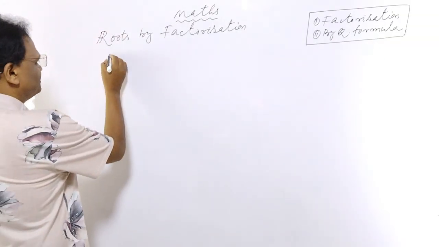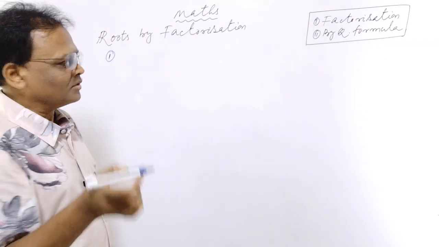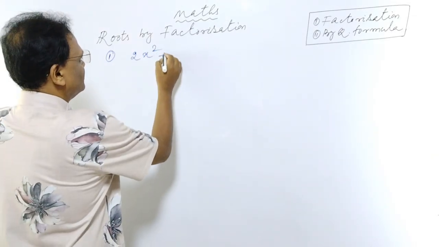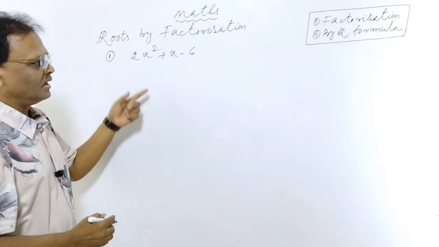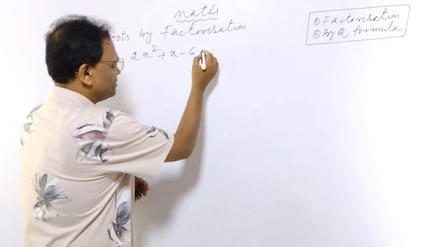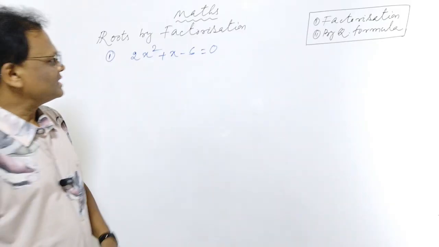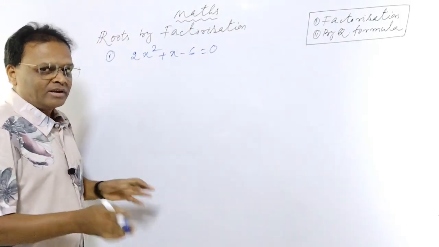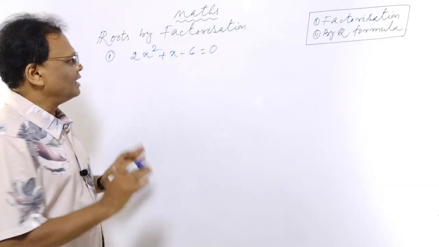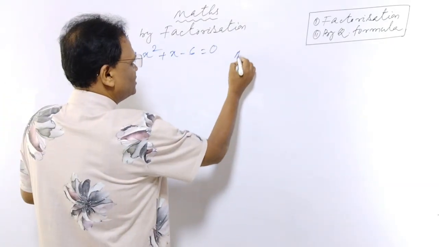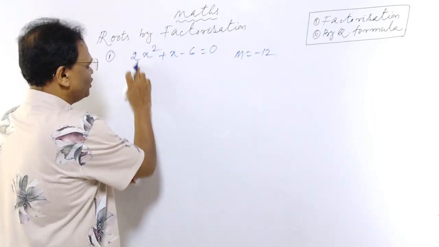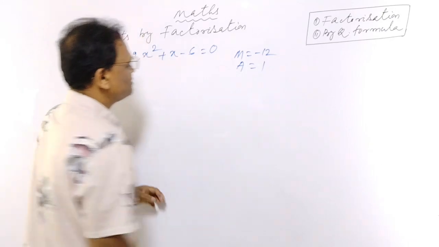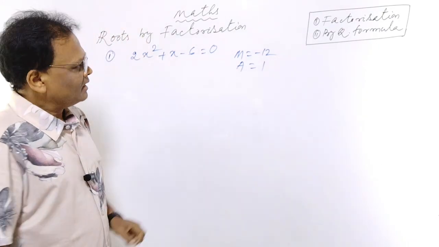Let me take an example. I have to find the roots by taking one example, that is 2x square plus x minus 6. This is a quadratic equation, and from it I want to find the roots. As I already told you in the polynomial chapter, I have to do the same thing. Multiplication is minus 12, 2 into minus 6, minus 12. What is your addition? Your addition is plus 1.